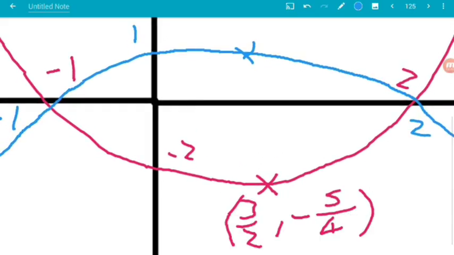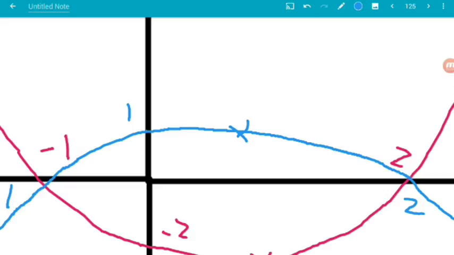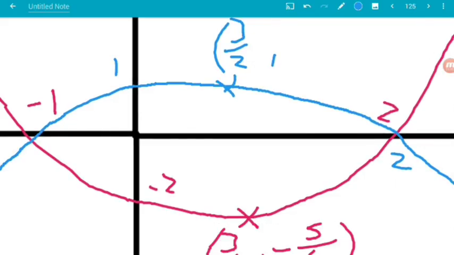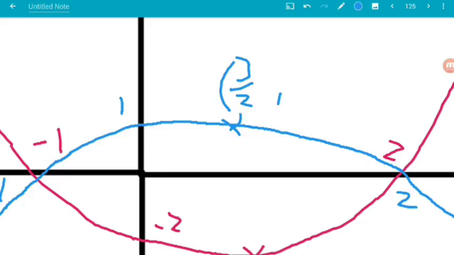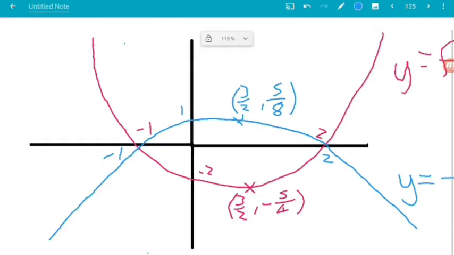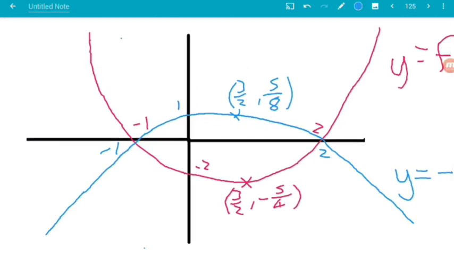Now the x-coordinate of this guy is still 3/2. And the y-coordinate is going to be -1/2 times -5/4. So it's going to be +1/2 times 5/4, which is 5/8. So our y-coordinate of what is now our maximum is 5/8. So those are two examples of how we transform quadratics by a stretch along the y-axis. Now we're going to look at two cubics.